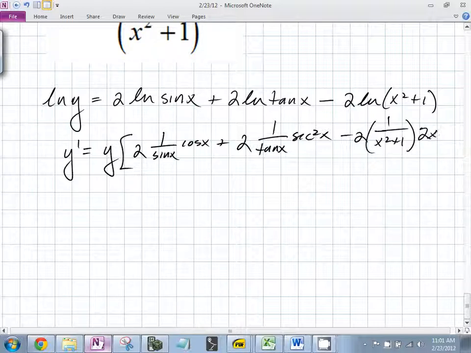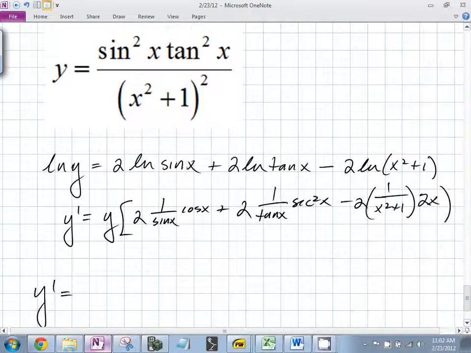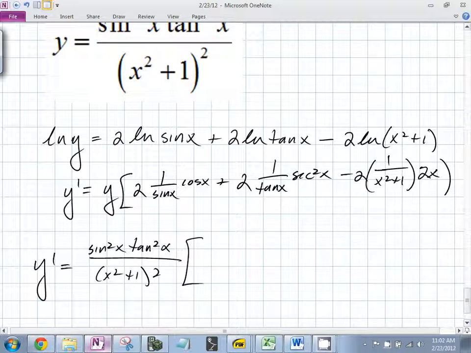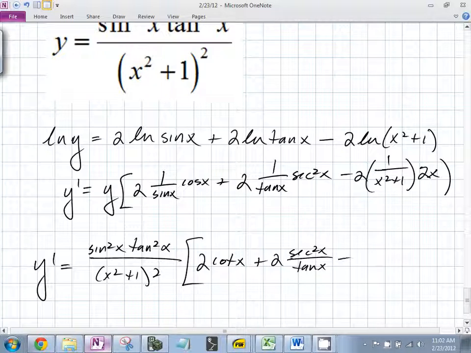So now we know that y prime is equal to, what was it? It was sine squared x tan squared x over x squared plus 1 squared times 2 cotangent x plus 2 secant squared x over tangent x minus 4x over x squared plus 1. All done. Does it look pretty nasty? Sure.